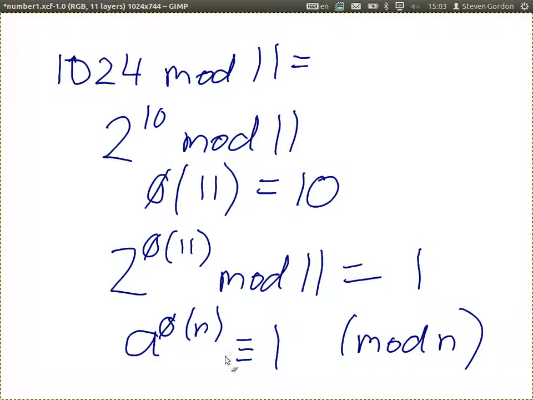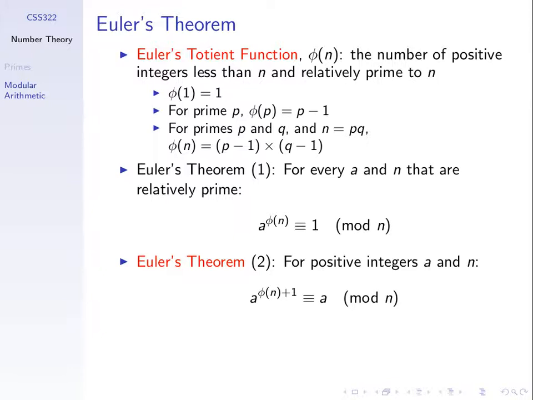The other form. One more example. Using the second form here, if we have a to the totient of n plus 1, if we mod by n, again assuming a and n are relatively prime, we should get a as an answer. Let's try one.